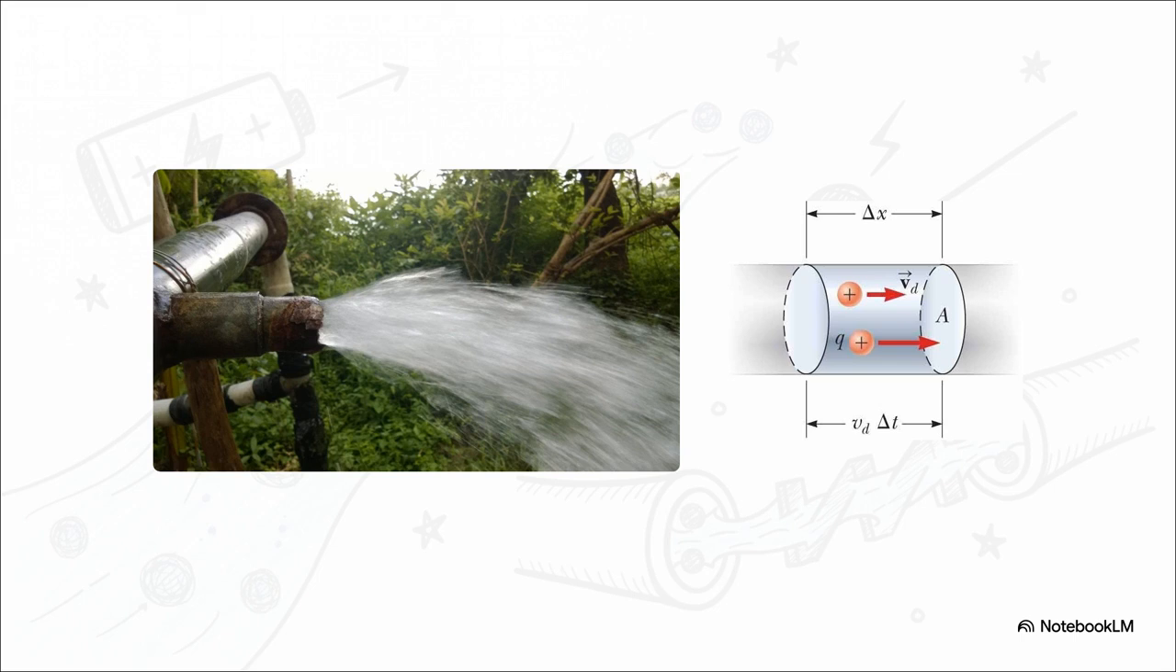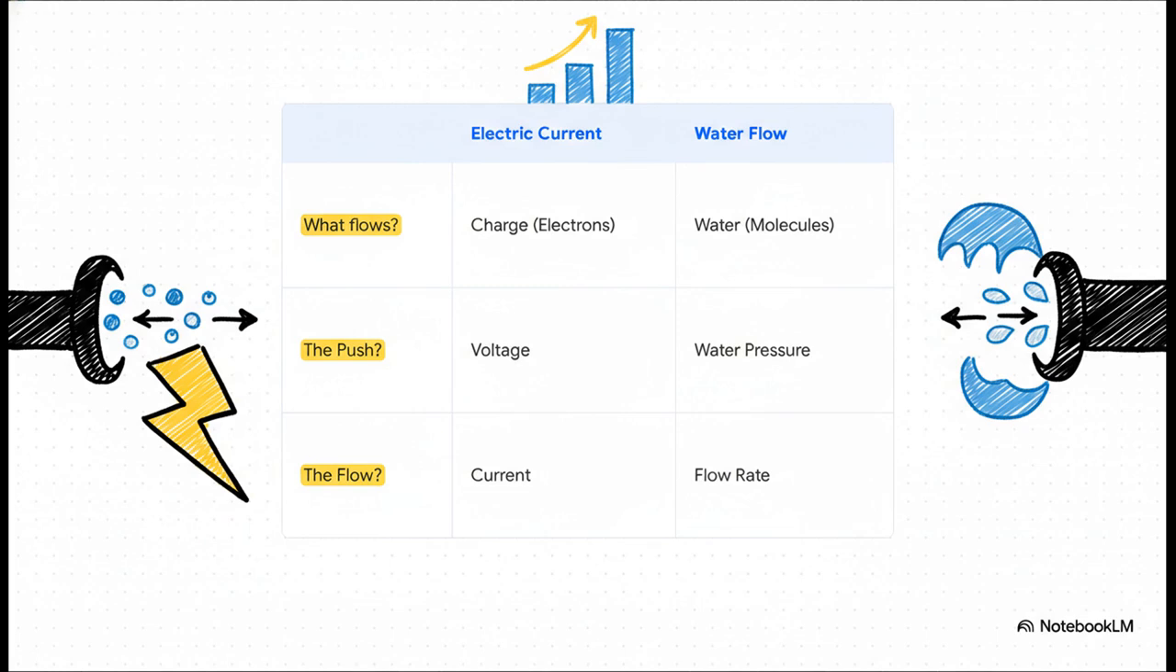It's pretty much the same thing. Instead of water molecules, we have tiny little things with electric charge, and the pipe is now a wire. But the core idea, something flowing through a tube, it's exactly the same. This chart breaks it down perfectly. So what's actually flowing? For water, it's water molecules. For electricity, it's electrons. Now, what about the push that gets it all moving?